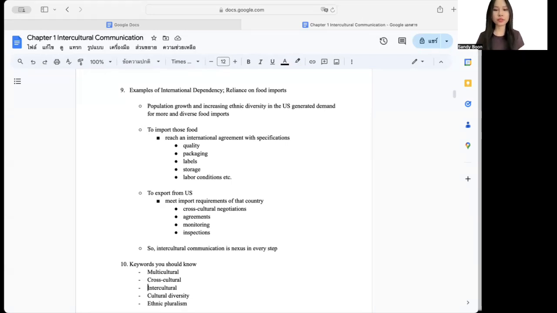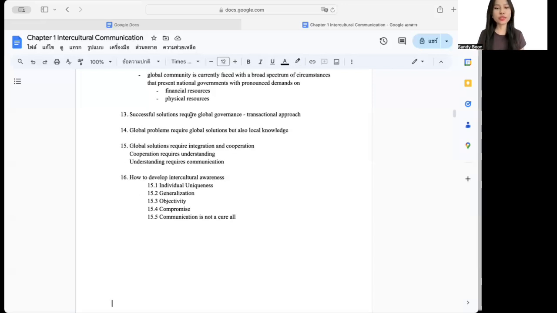And to import that food, the US and Thailand, or the US and the other culture, need to reach an international agreement with a lot of specifications like the food quality, the packaging, labels, storage, and all those things. And also to export from the US, if the US wants to export its own food to other countries, the US also needs to negotiate and meet the import requirements of that country. So all of these processes require intercultural communication in terms of cross-cultural negotiations, a lot of agreements, a lot of monitoring and inspections. So you're going to see intercultural communication is in every step.